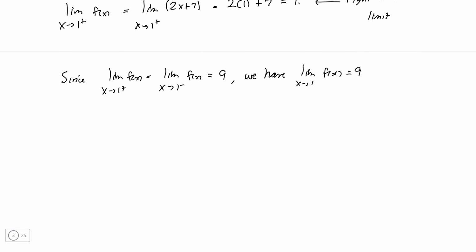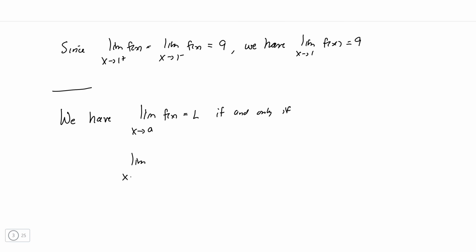The result we're using here at the bottom, let's just recall this. So we have, in general, the limit as x goes to a of f of x is equal to L if and only if the limit as x goes to a from the left of f of x is equal to L, and the limit as x goes to a from the right of f of x is equal to L. So both those limits have to exist and they have to be equal, and then that tells you the overall limit exists.